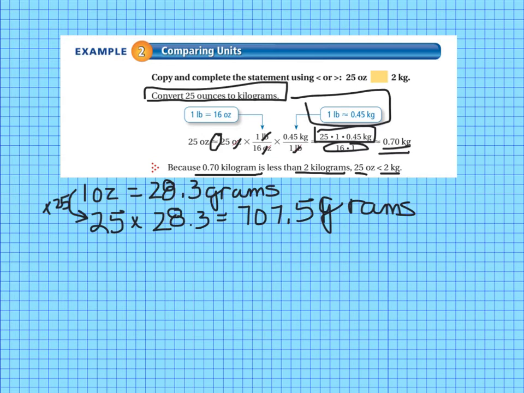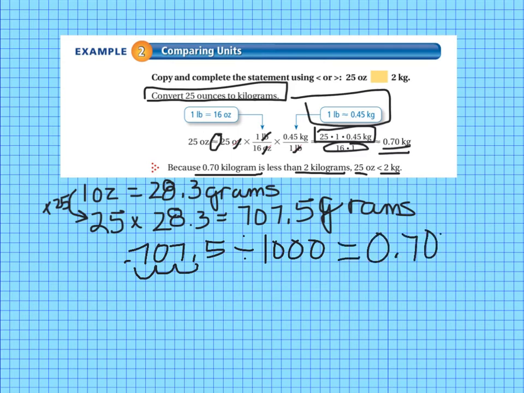So 707.5 grams, when we divide by powers of 10, we count the zeros. 707.5 divided by 1,000, we have 3 zeros. So we're going to take that decimal point and we're going to move it to the left 3 spaces. So that puts it at right before that 7. So that equals 0.7075. And we would round our answer and get 0.70 or 0.71. So it would get us very close to what we got up here in the example. So these are just a couple of different ways that you can do this. So if you don't like doing those fractions, you can do this a different way. There's a different method for you.